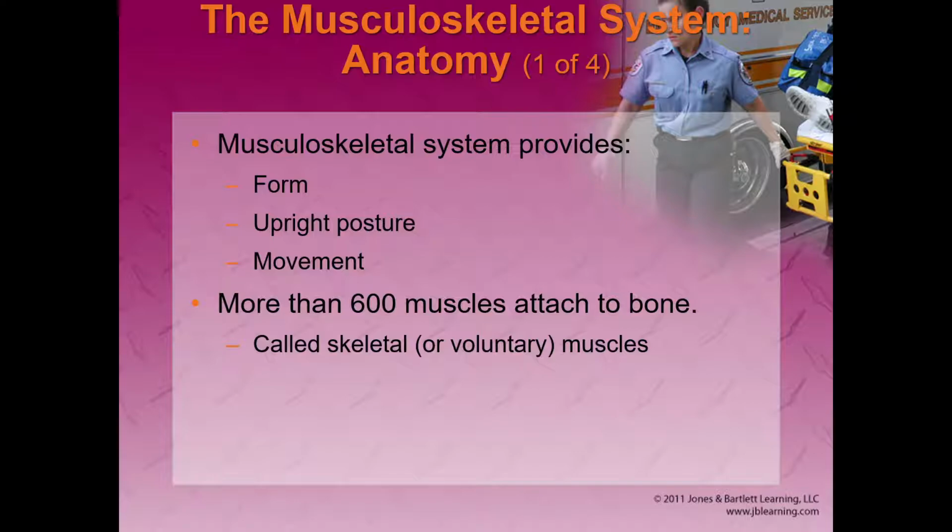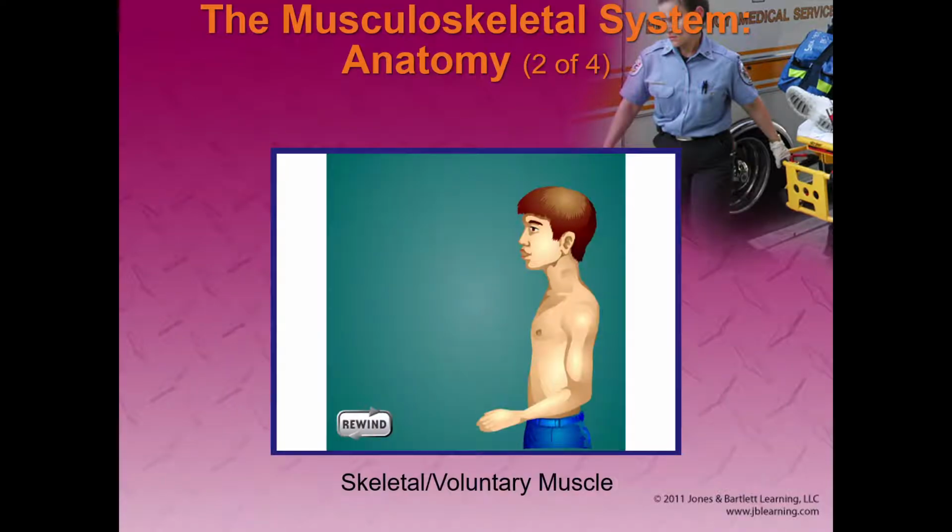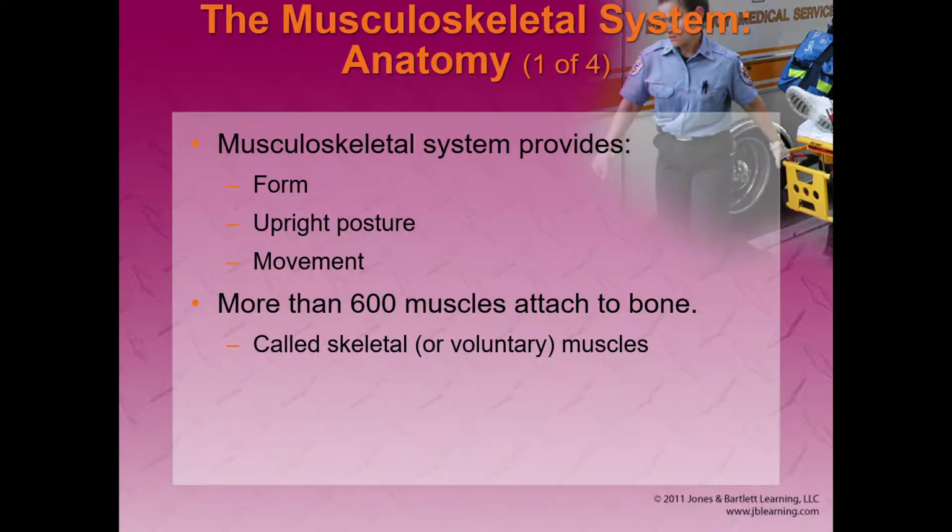These are also called skeletal or voluntary muscles because you actually make the decision to move or not. Skeletal muscles attach directly to bone by tough cords called tendons. There are other types of muscle outside of your skeletal muscle. You've got smooth muscle and you've got cardiac muscle.